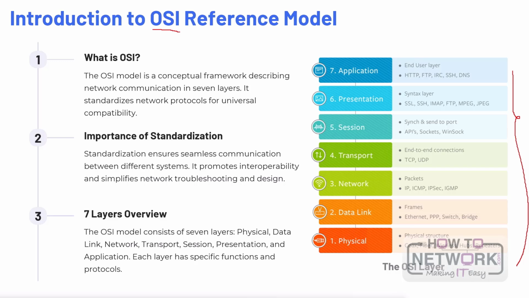systems. The OSI model is a layered architecture dividing network communication into 7 distinct layers, and each layer performs specific tasks, building upon the services provided by the layer below it. This layered approach simplifies network design, troubleshooting, and implementation.